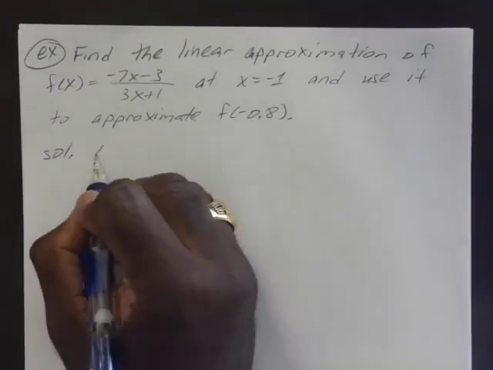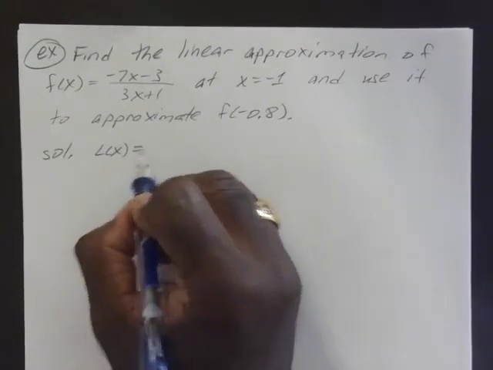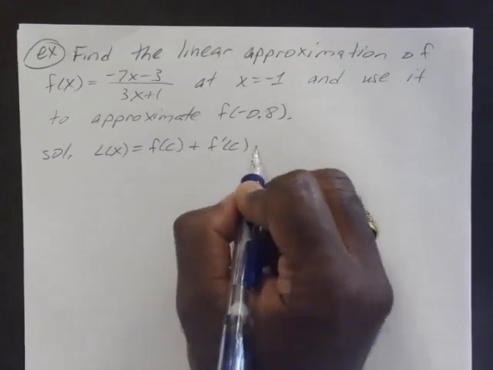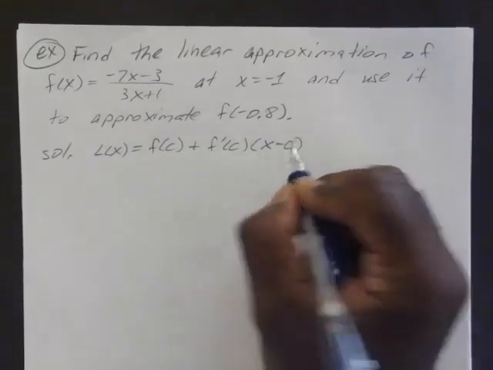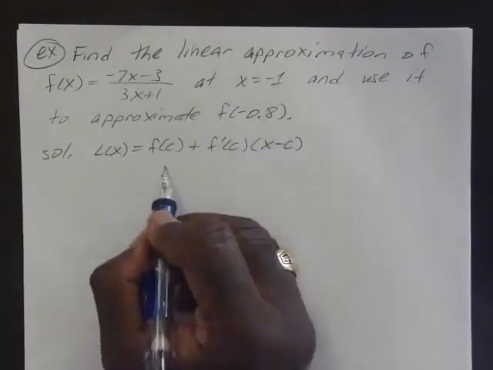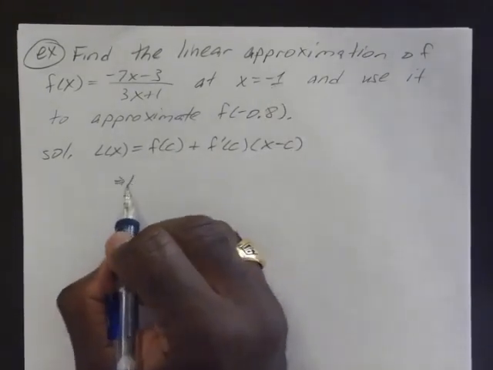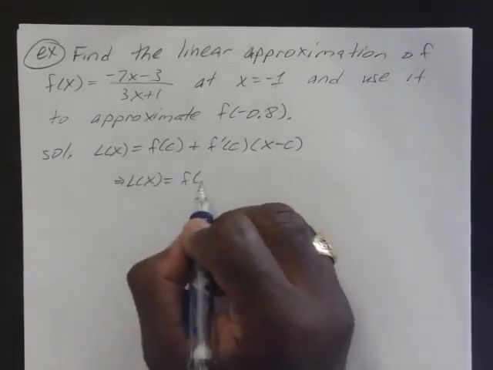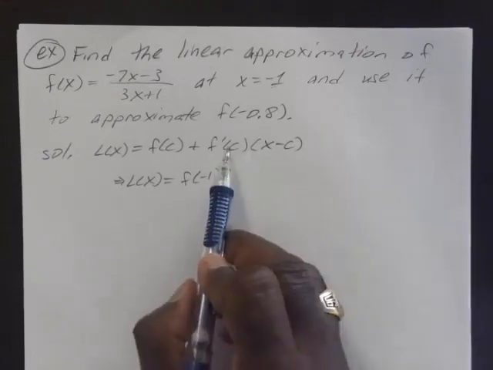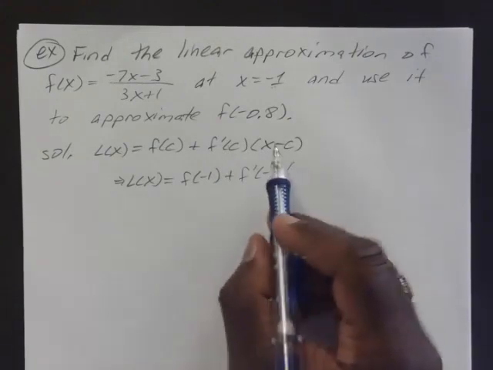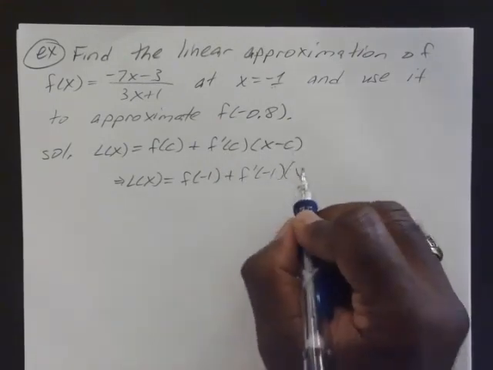Okay. So we know our linear approximation is equal to f of c plus f prime of c times x minus c. So at x equals negative 1, means our linear approximation is equal to f of negative 1 plus f prime of negative 1 times x minus negative 1, which is just x plus 1.